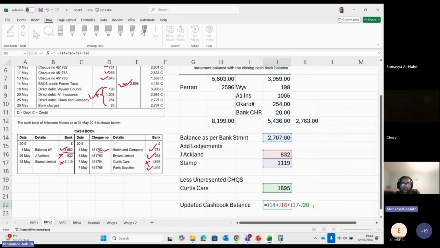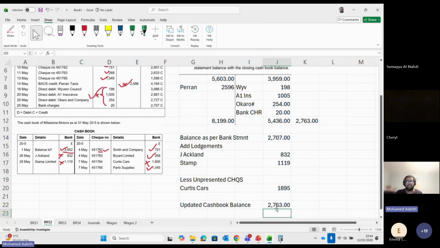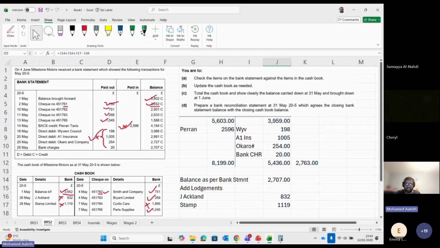What number do you think you are going to get, guys? The number should be the updated cash book balance. Can you see this updated cash book balance? We have 2,763. Will I get it here? Let's see the moment of truth. Yes, I did get that same number again. £2,763, and the same number has appeared on my bank reconciliation statement.